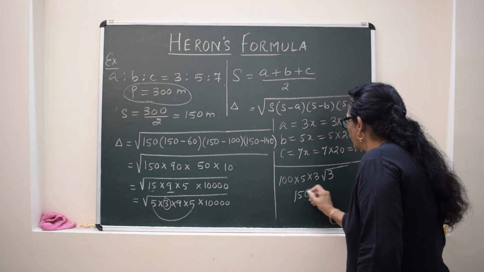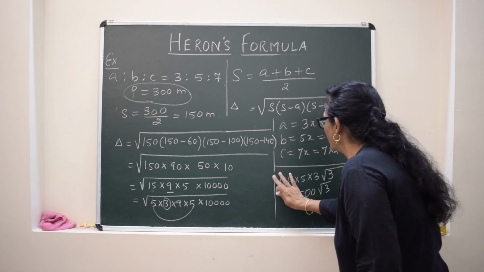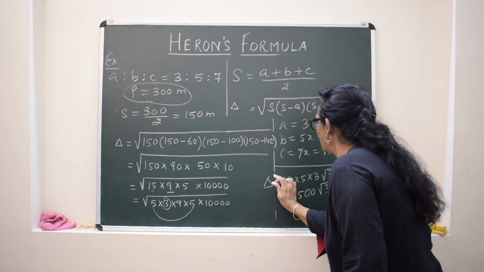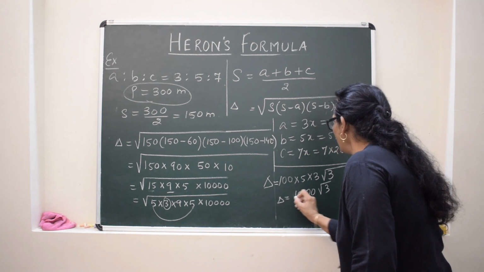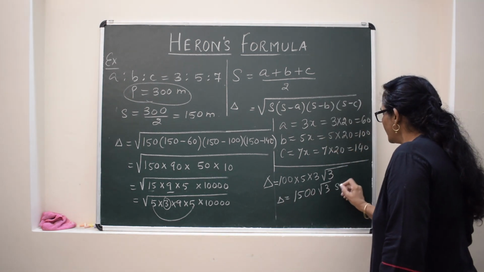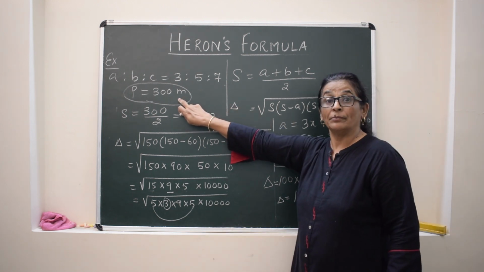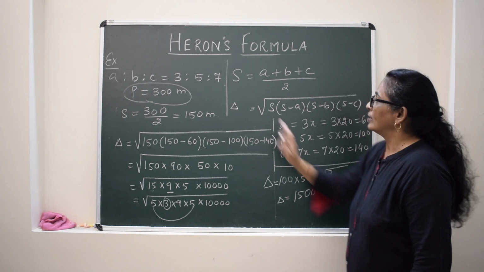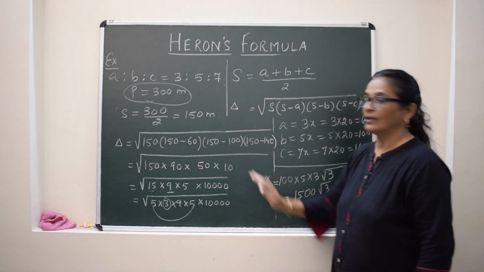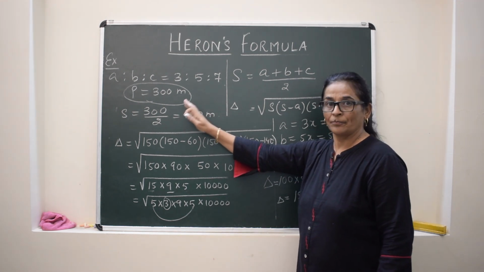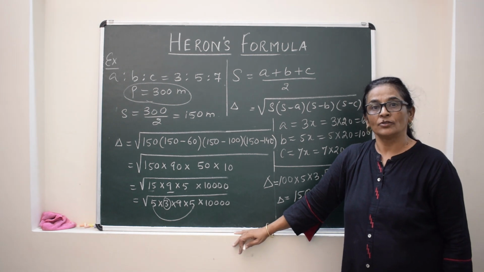So the area of the triangle is 1500 root 3 square meters, because the perimeter was given in meters. So when the ratio is given, we can find out the area of the triangle where the perimeter is 300, and by finding the sides we can calculate the area of the triangle.